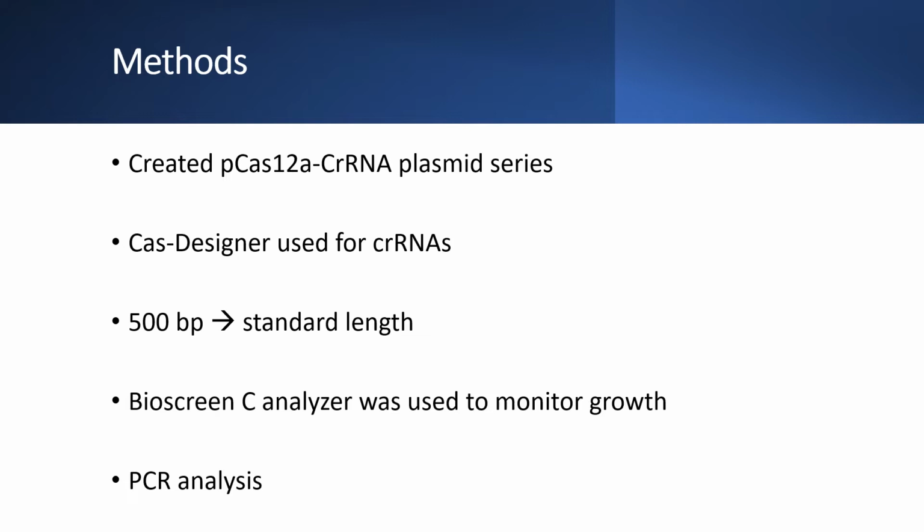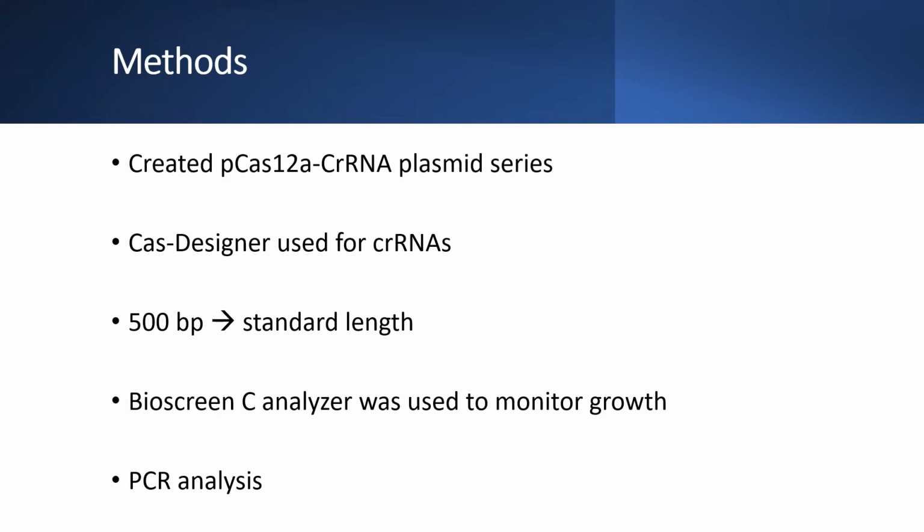So for creating the crRNAs, they used Cas-Designer, and then they used Cas-OFFinder to search for and avoid any potential off-targets. The pCas12a lambda red plasmid was transferred into Pseudomonas aeruginosa strain PA01 through conjugation or electroporation. The transformants were then identified using PCR, and then those PCR products were confirmed using Sanger sequencing.